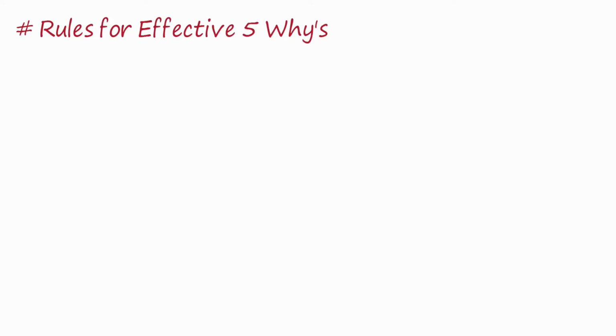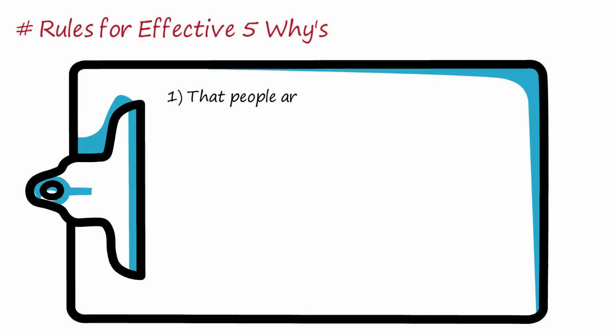Some rules for effective use of the 5 Whys technique. 1. That people are the problem is not an acceptable answer. Deming said, many of the problems arise from the processes and not from the people. It is too simple to accuse people. What causes people's bad behavior?